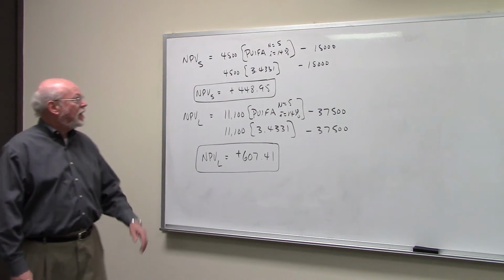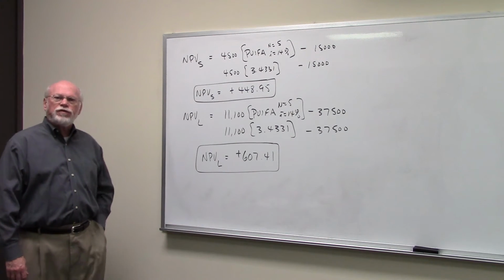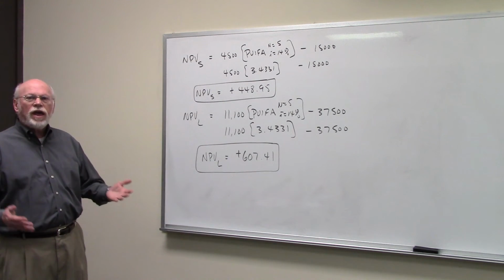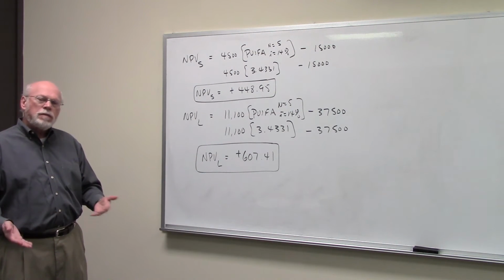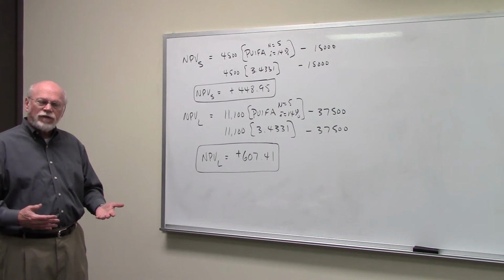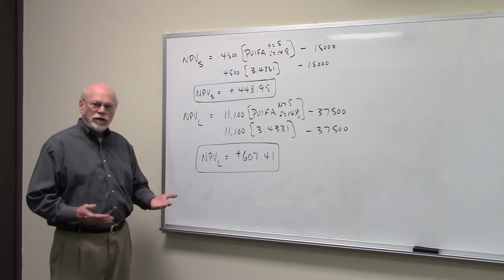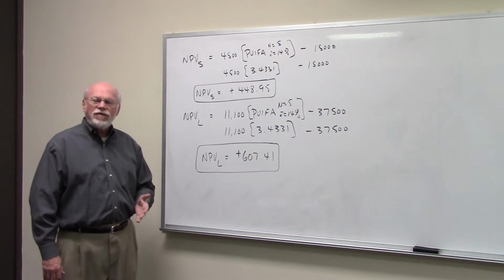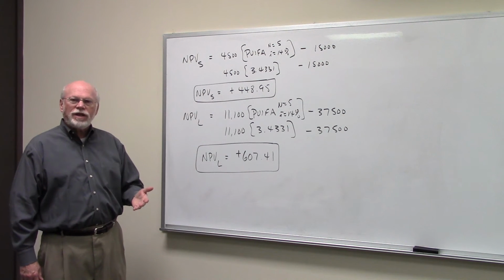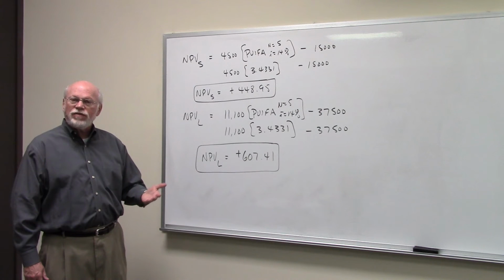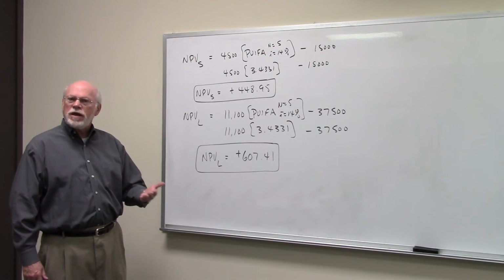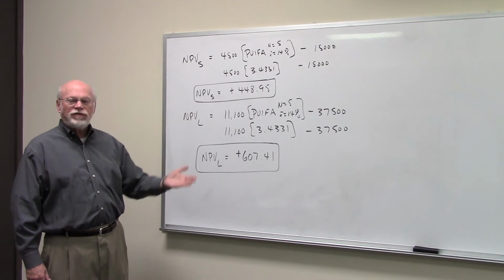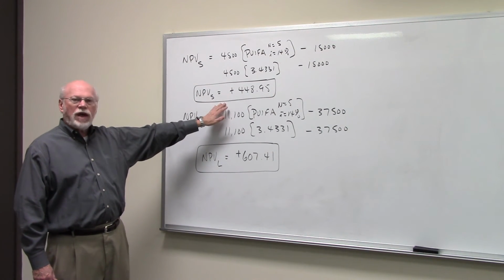Now for project S, this project promises $4,500 a year in cash flow every year for 5 years. It costs $15,000. Net present value is the present value of the inflows minus the present value of the outflows. 4,500 times our PVIFA at 5 and 14% would give us the present value of the inflows. Subtract from that the cost, the initial investment, the present value of the outflows, which is $15,000, and you get a net present value of a positive $448.95.